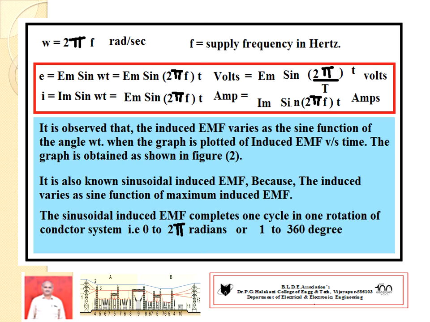So, we know that small e equals Em sin ωt. This is the first form. Then you replace the ω by 2πf, second step. Third step, also replace the frequency f equal to 1 by time period, that is capital T. Capital T is time period. It is the time taken to complete one cycle of AC quantity.